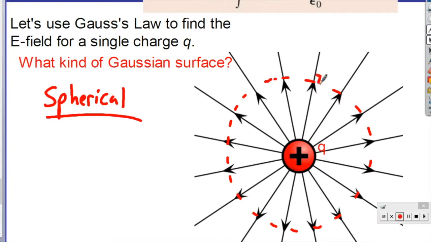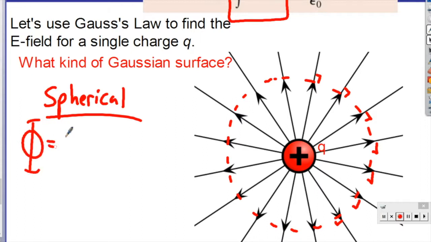notice, by the way, that my electric field is everywhere perpendicular to the surface of my sphere, which is nice because that means that my flux integral, if it's everywhere perpendicular, remember, it just ends up being the strength of the electric field times area. Well, what's the area of my sphere? It's kind of interesting. I don't know. I can draw a sphere, this Gaussian surface, as big as I want, as small as I want.